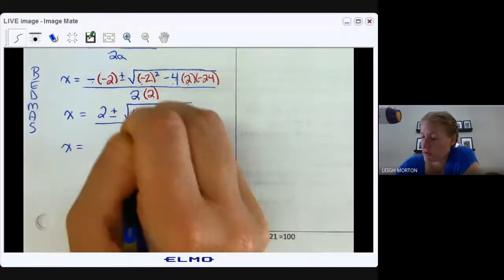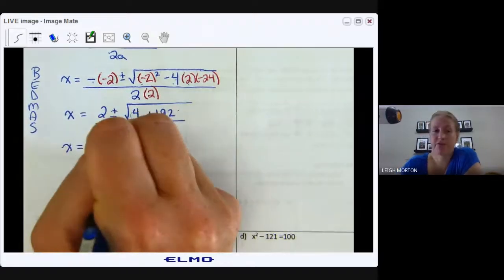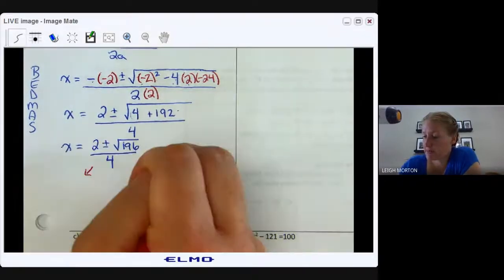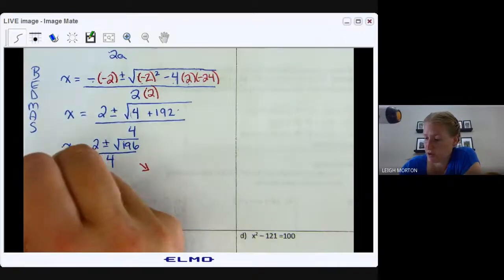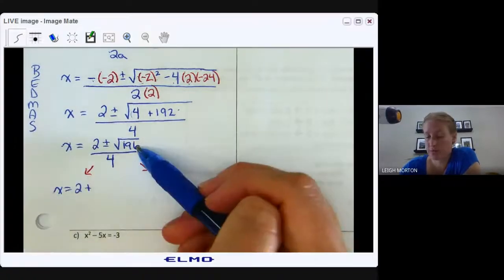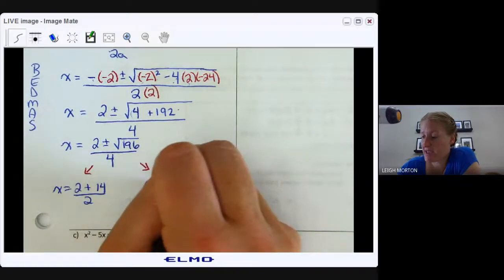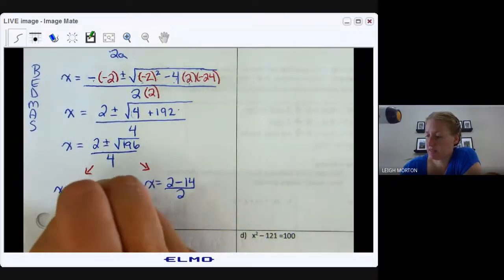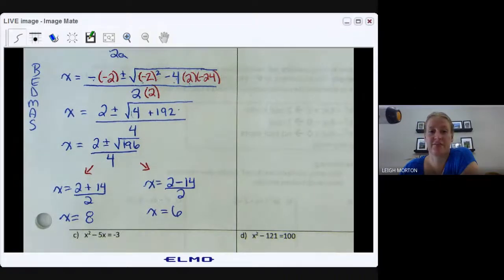Okay, so now I'm going to simplify this root. So I got 2 plus minus the root of 196 divided by 4. Here's where I'm going to split my plus and minus. So x will equal 2 plus the root of 196 is 14, or x will equal 2 minus 14, both divided by 2. That gives me x equals 8, or x equals 6. Apparently, we could have just factored this question, but now you've used the quadratic formula.